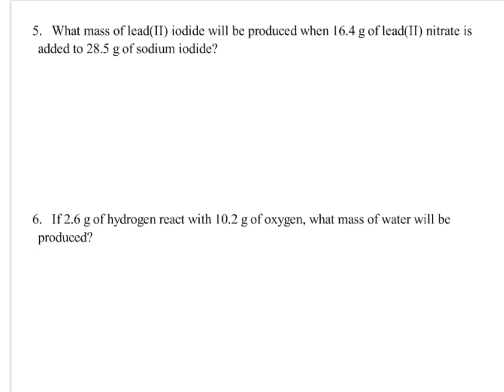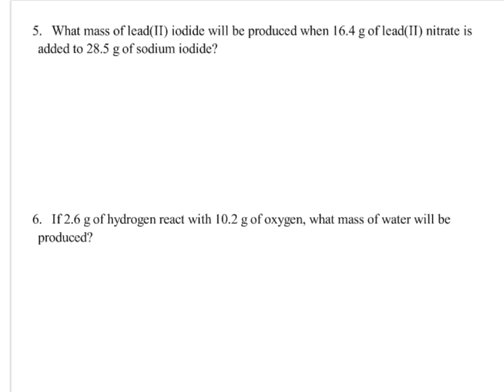Let's try the next one. It says, what mass of lead(II) iodide will be produced when 16.4 grams of lead(II) nitrate is added to 28.5 grams of sodium iodide? Again, sounds like a long problem. First thing you do, since it's a reaction, is write out your chemical equation. So, what mass of lead(II) iodide will be produced?